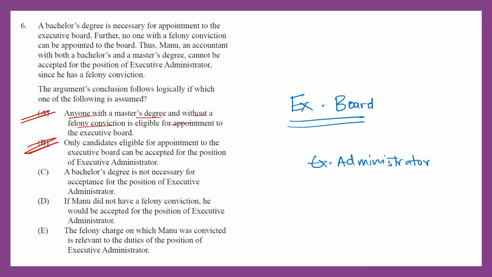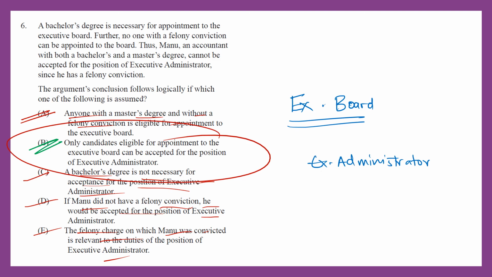Let me just quickly look at the other options. As of now, this looks like the right answer. C says bachelor's degree not required. Option D, did not have a felony, not required. So you see, only one option connects these two, and you know that it is the answer. So the answer is option B.